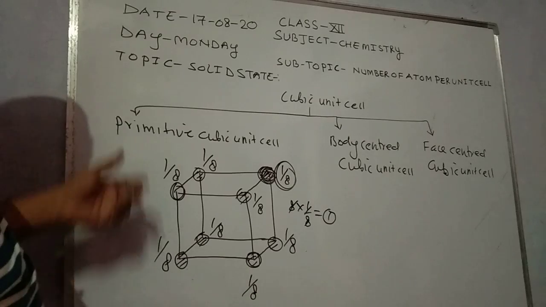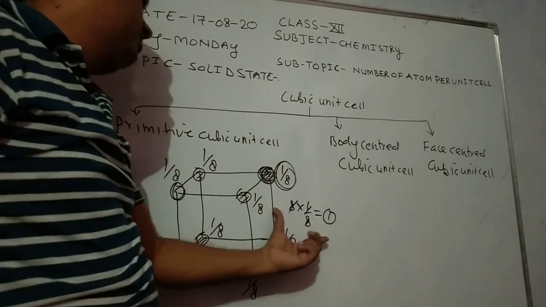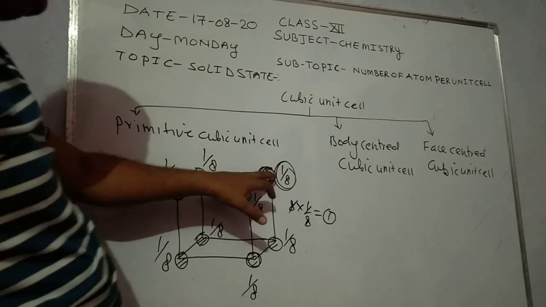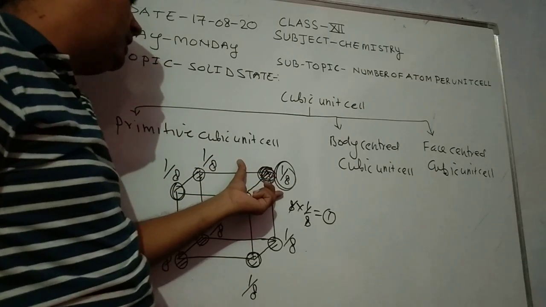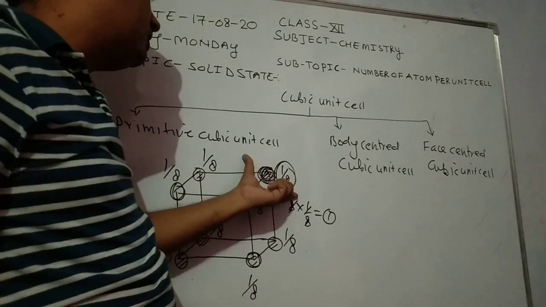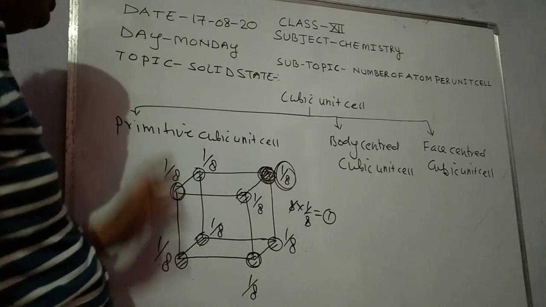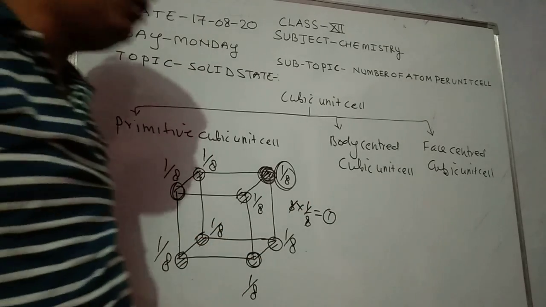So number of atom in primitive cubic unit cell is equal to 1 because each lattice point is shared with 8 unit cell. So this particular corner has 1 by 8 atoms. So total number of corner is equal to 8. So number of atom per unit cell is 8 into 1 by 8, that is equal to 1.